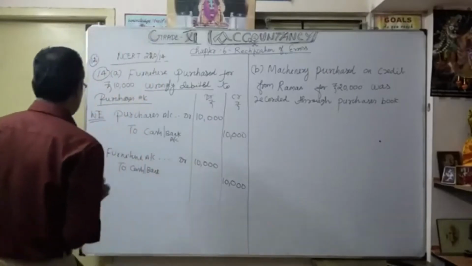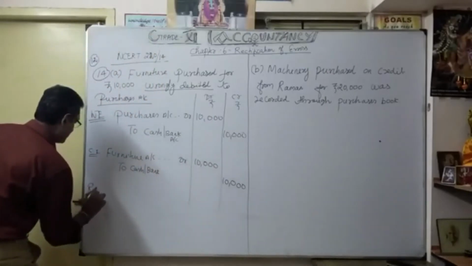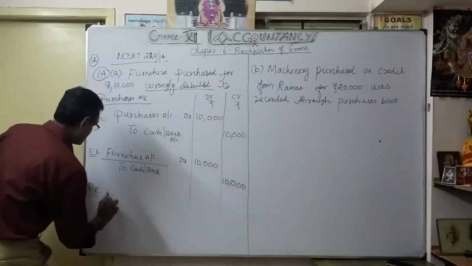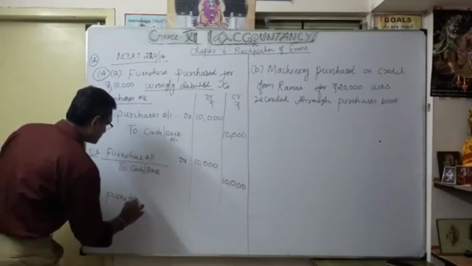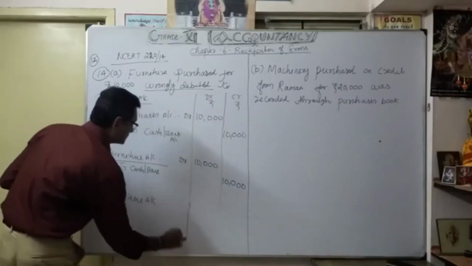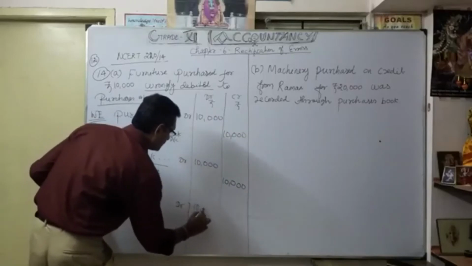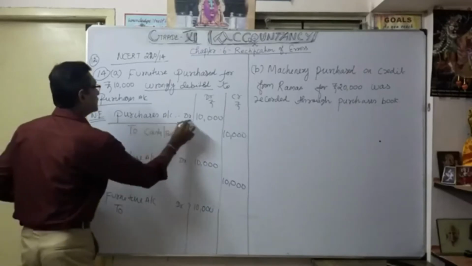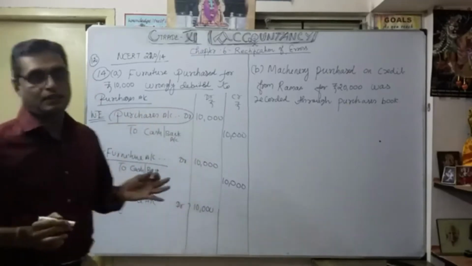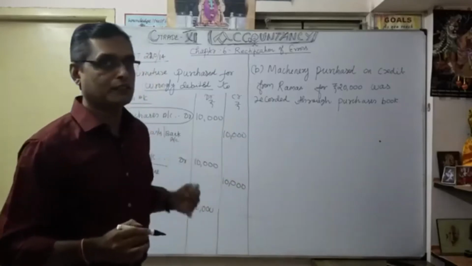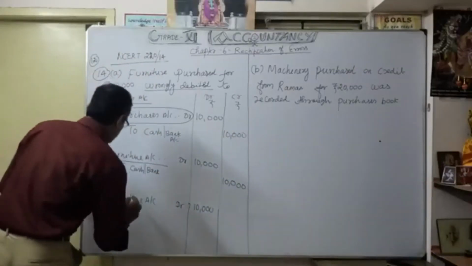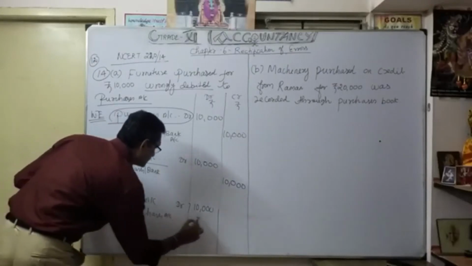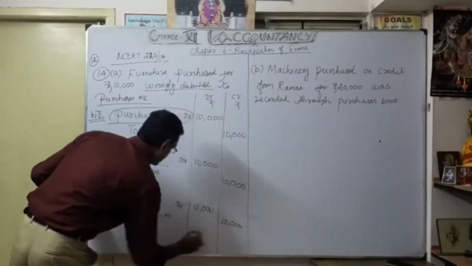Now what is the rectification entry? The rectification entry is very simple. You are supposed to debit the furniture account, 10,000. Earlier it was wrongly debited and considered revenue expenditure, and now it is going to be treated as capital expenditure. That's why I am going to credit the purchases account 10,000. Narration?